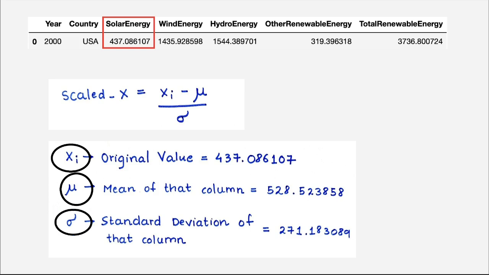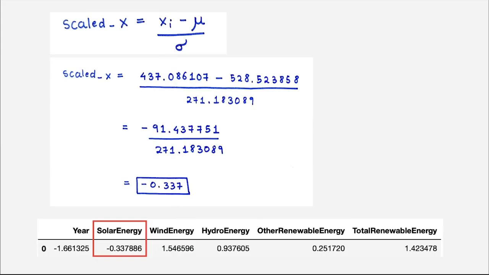You put all these values in the formula to get the scaled x. So let me move ahead and show you. This is the mathematical computation. You put all the values in that particular formula, and after putting that, you get a value of negative 0.337. And when you display the data set, you can see the value that we computed by the mathematical formula is very similar to the value that we obtained by using the StandardScaler library from scikit-learn. So this is how standard scaling is performed.